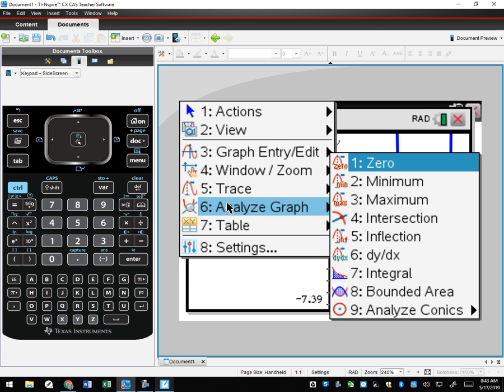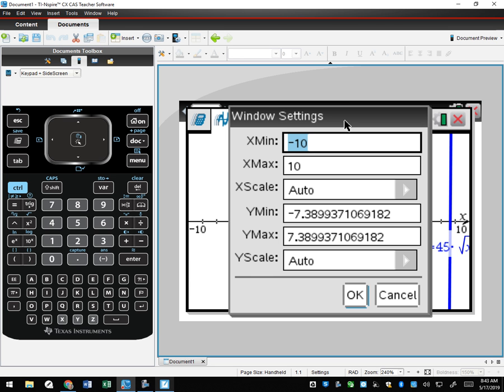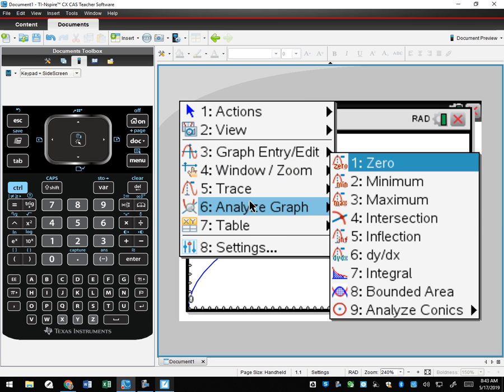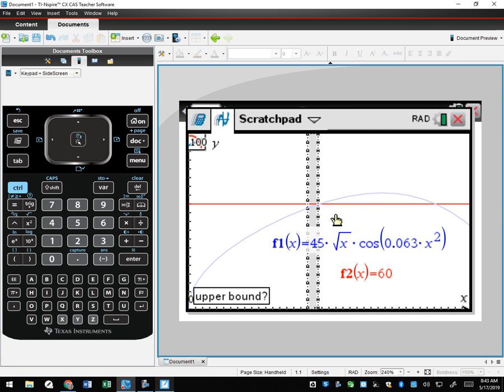Do they give us a time interval? Only on 0 to 4. Okay, so let's go window, settings. My x's are 0 to 4, and my y's, I'll just go 0 to 100. I want to make sure I get 60 in there somewhere. Now I can see where my function is above the line y equals 60. I need those intersections, so analyze, intersection.